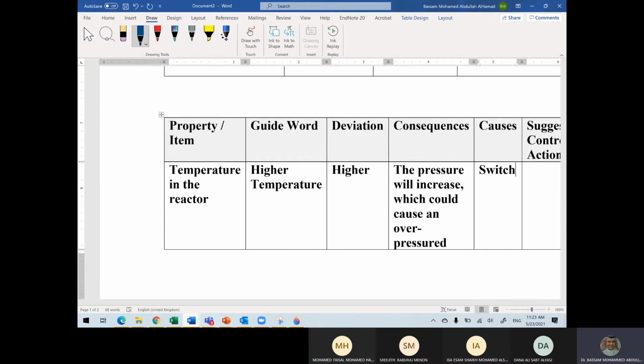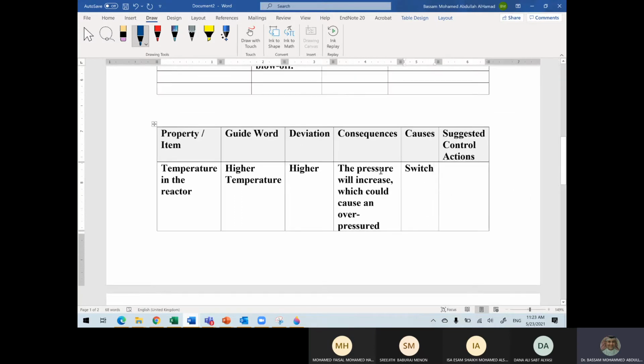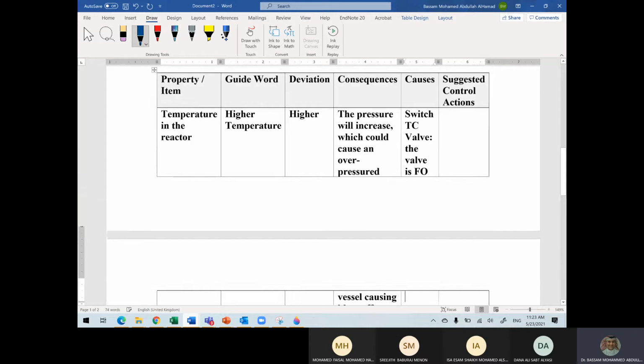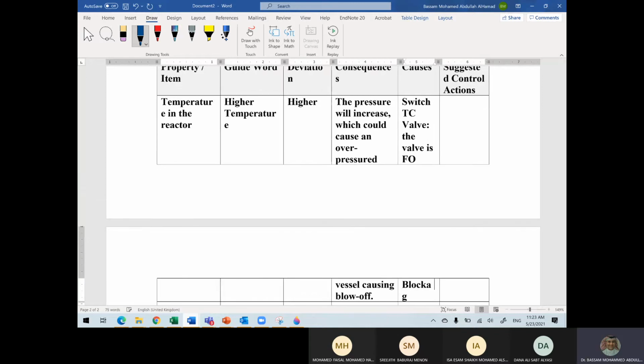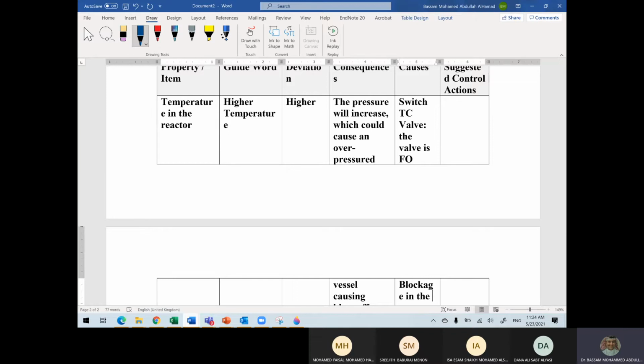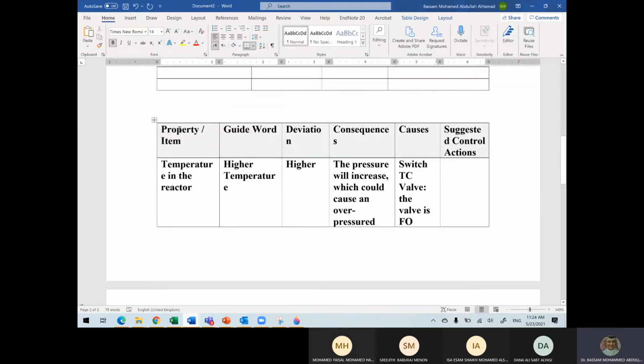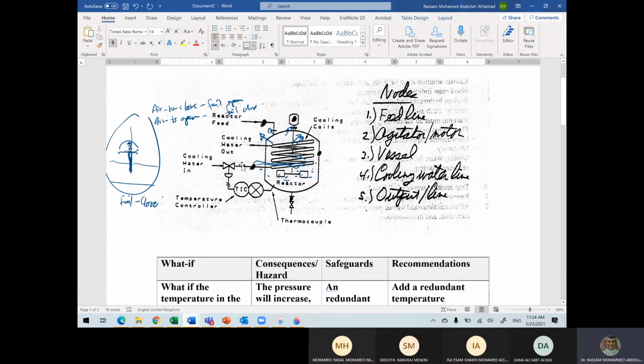I'm not writing the details just to make use of the time. So it could be related to the switch. It's related to the temperature controller. It could be related to the valve itself, where it is not built to be fail open. It could be blockage in the valve. I'm not sure this is a good point, because if we know that we are dealing with sewage, something very viscous, we can talk about that. But if we don't have information about that, I think my point is not very relevant.